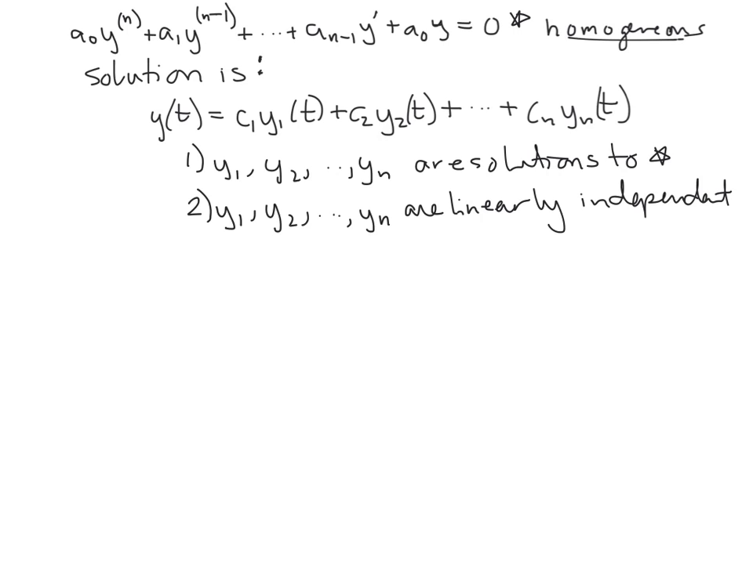The next sections of this chapter are going to be all about finding those y's. How do we find those y's? And then once we have them, we know how to put them together. We put constants like c1, c2 out in front, and we add all those together. This is called the principle of superposition.